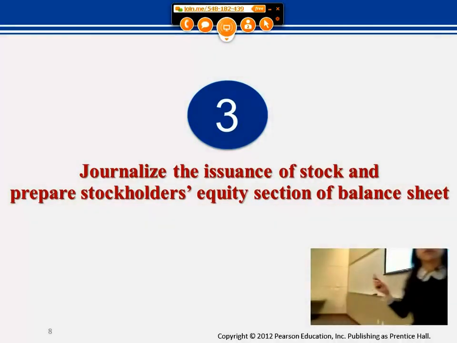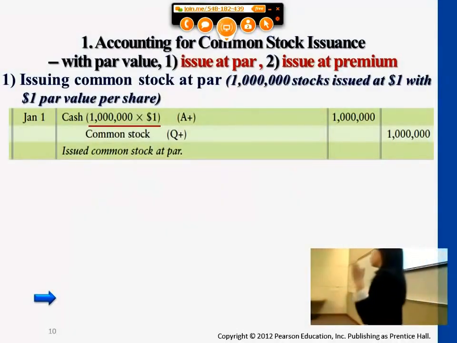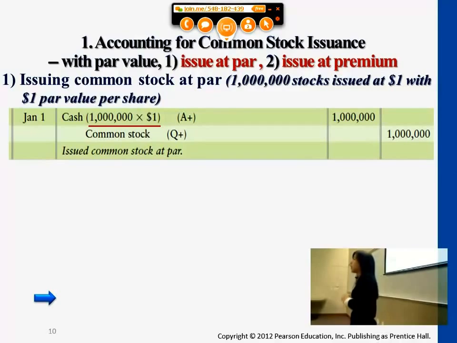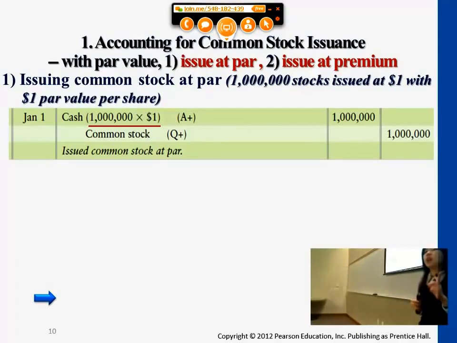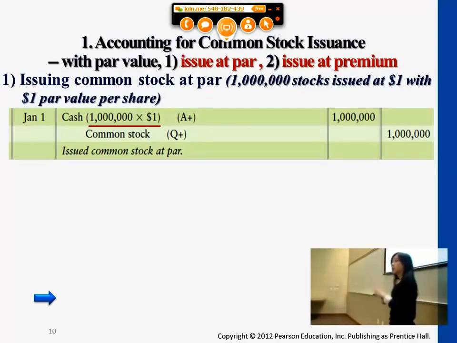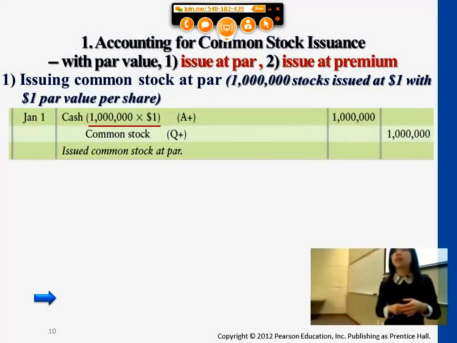Okay, so let's take a look at the first case. Let's say we're issuing stock, and at the beginning, the face value and the issue price coincidentally are the same. The face value of the stock for each and every stock is $1, and we're also issuing the stock at $1. Now let's say the number of stocks issued is 1 million.